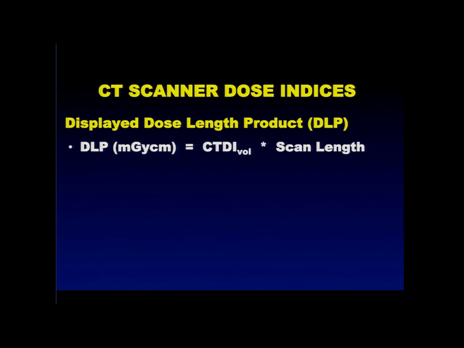So what's dose length product? Another dose index. It's simply the CTDI vol times the scan length. The scan length is the point in the patient from where the scan starts to where the scan ends. We irradiate a volume of tissue, and the scan length gives us the length of the patient's body that's actually receiving direct irradiation.